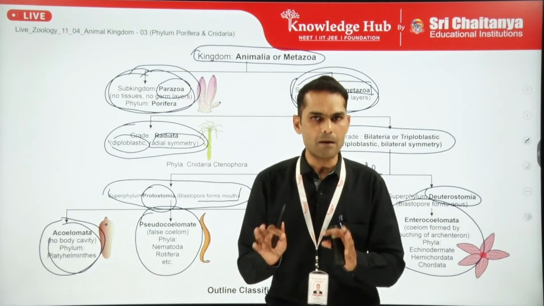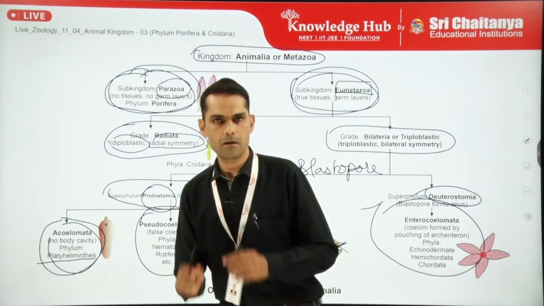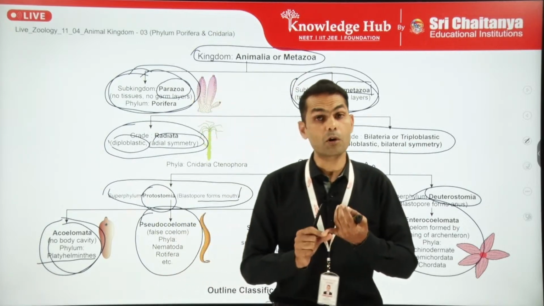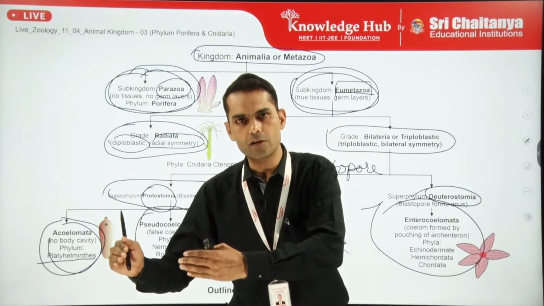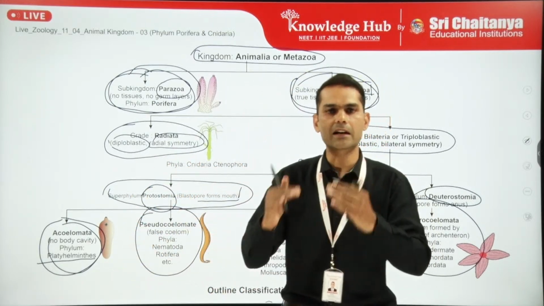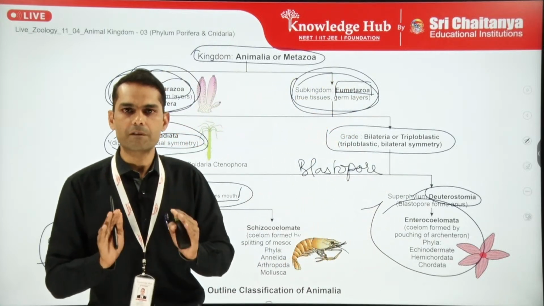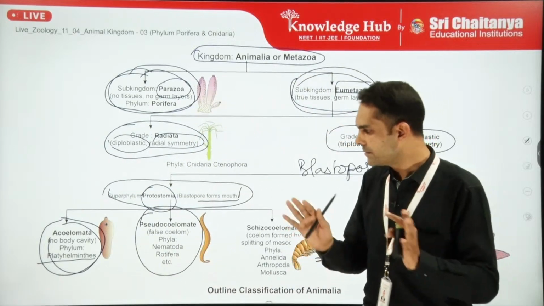One example of triploblastic Acoelomate is Platyhelminthes. Mark my word, I have said triploblastic Acoelomate. Diploblastic organisms will also be categorized as Acoelomate. Even Porifera in the NCERT is categorized as Acoelomate, right? So you have to know the difference between triploblastic and diploblastic Acoelomates. Fine.